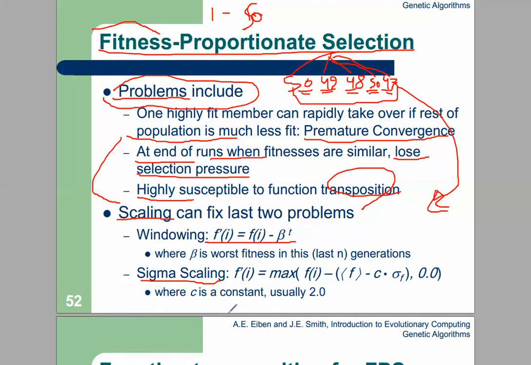Another solution to this problem is to use sigma scaling with a fixed value, selecting the maximum between the fitness and the scale of the sigma. These two types of change the fitness to produce better fitness.